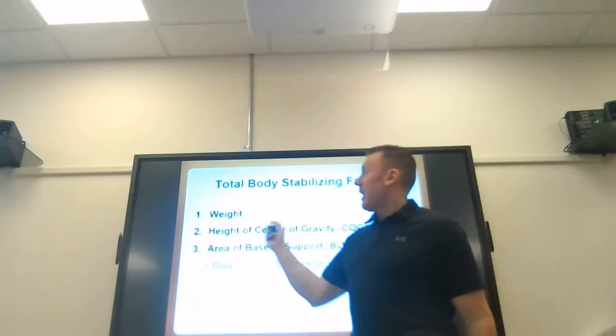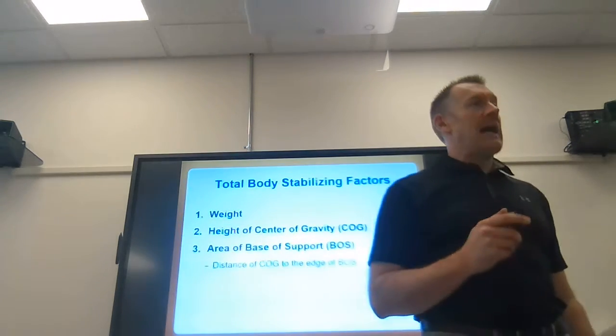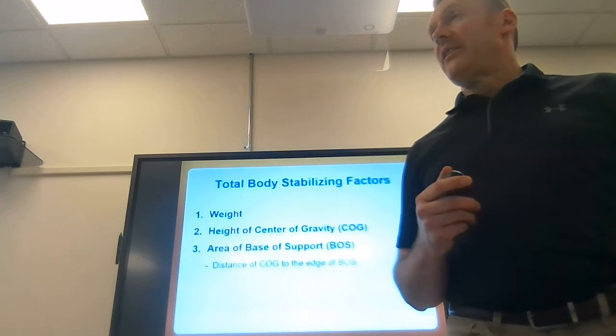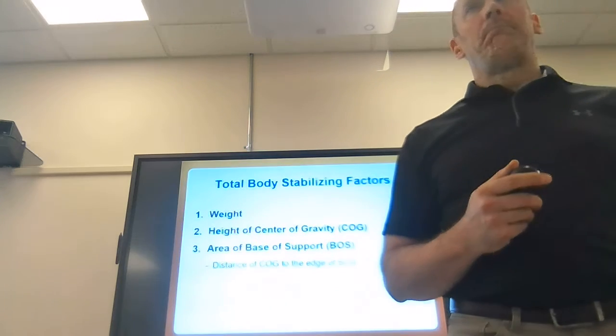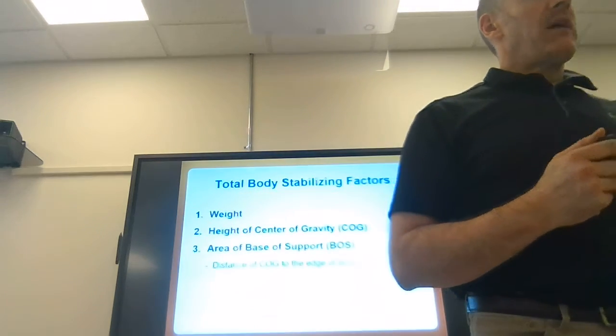The second one is the height of the center of gravity. As mass is distributed higher off the ground, there tends to be less stability. So that's an important factor for exercise prescription especially.